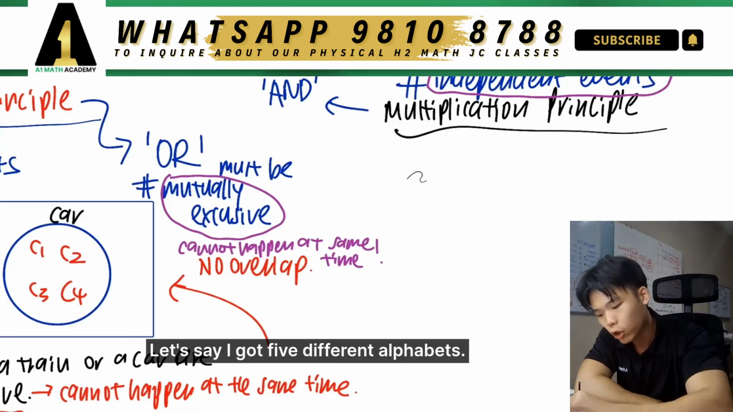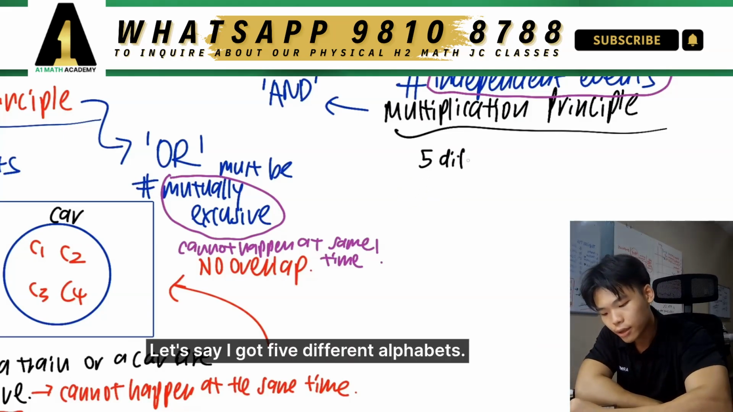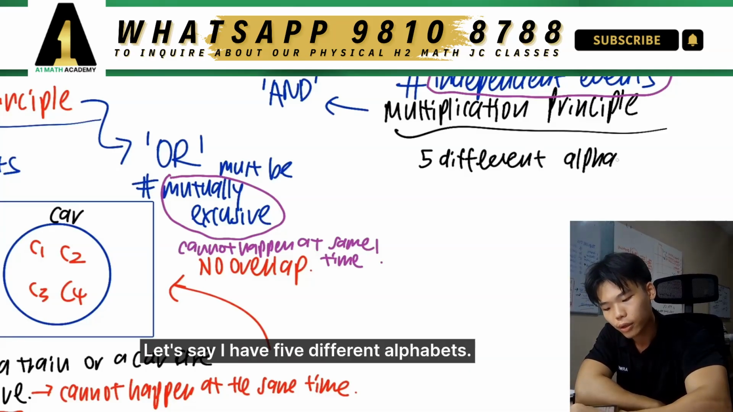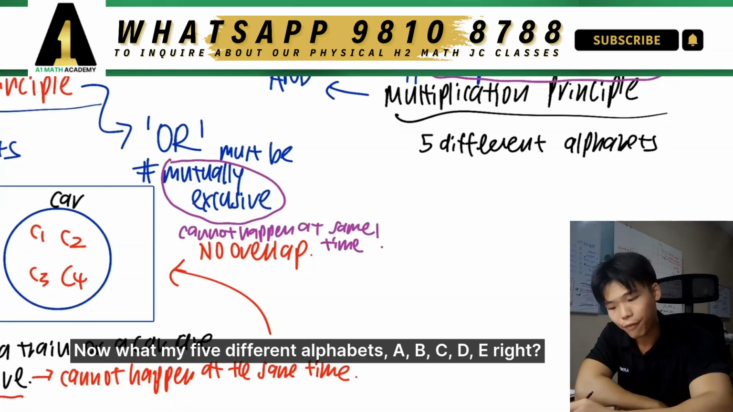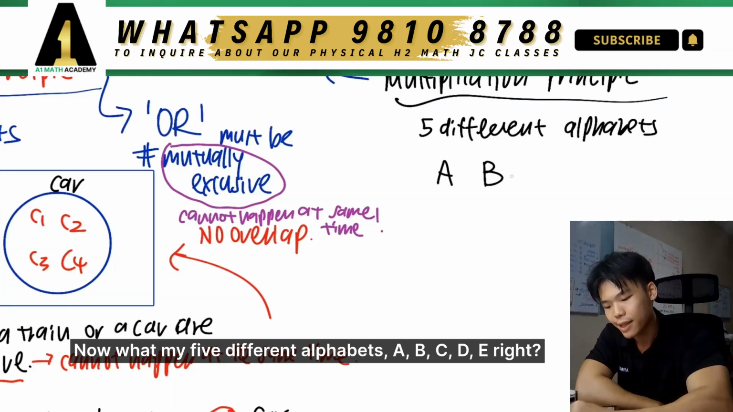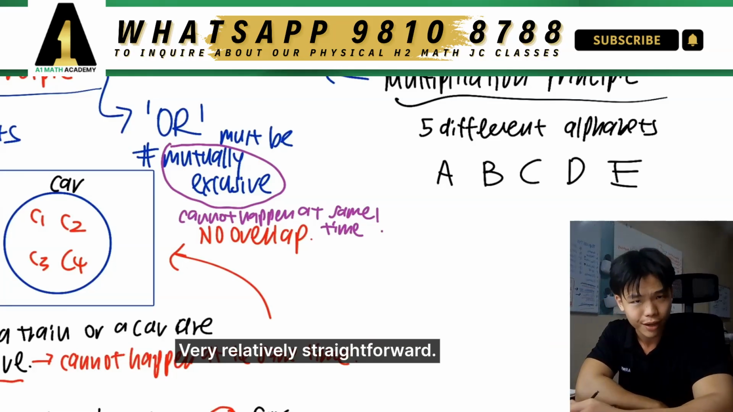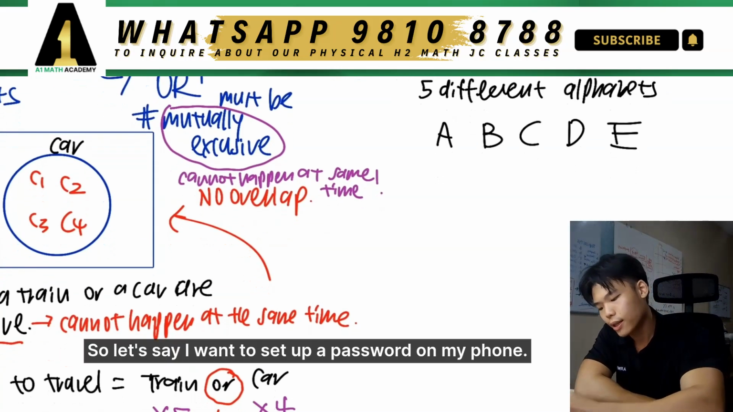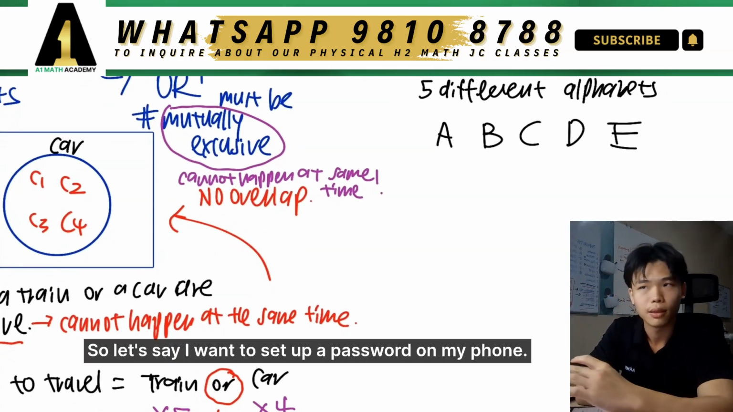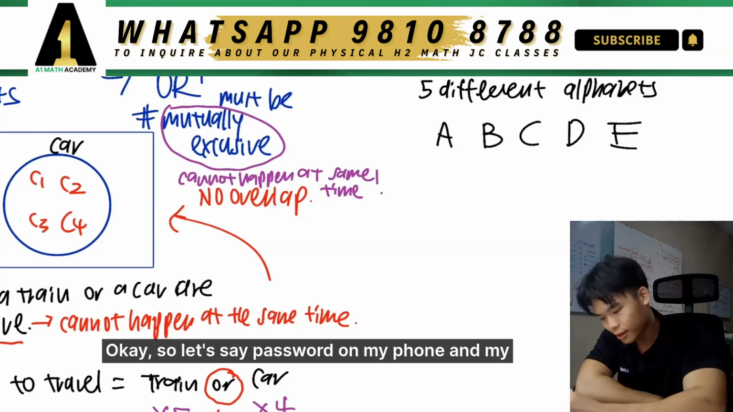Okay, let's say I have 5 different alphabets. Now, what are my 5 different alphabets? A, B, C, D, E, right? Relatively straightforward. So let's say I want to set up a password on my phone.